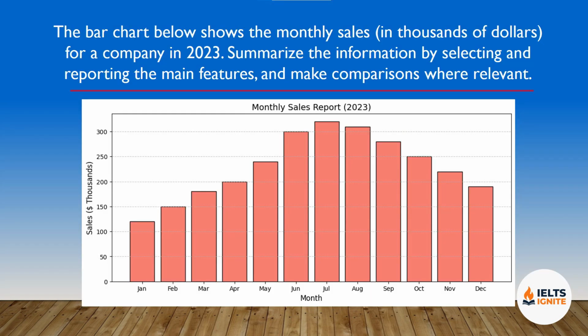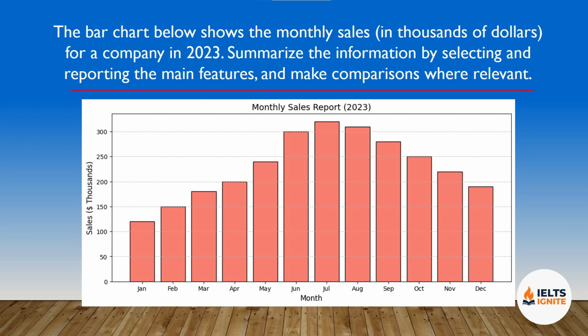Now monthly sales chart, 2023, company sales over the year. This teaches you how to describe fluctuations, peaks, and lowest points in data. I'll show you a Band 8 model answer that explains key features, comparisons, and trends.